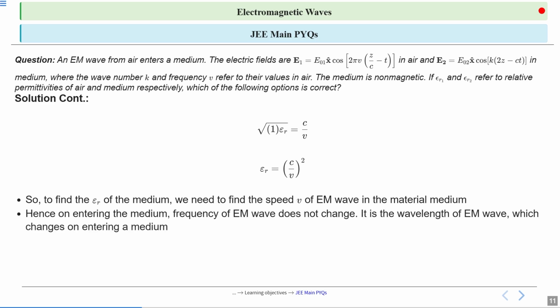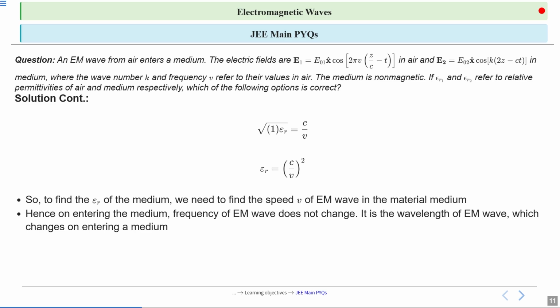Hence on entering the medium, the frequency of the EM wave does not change. We will discuss it in optics also, which we are going to start tomorrow. When light, which is also an electromagnetic wave, enters any medium, the wavelength and velocity of the electromagnetic wave will change, but the frequency remains the same.